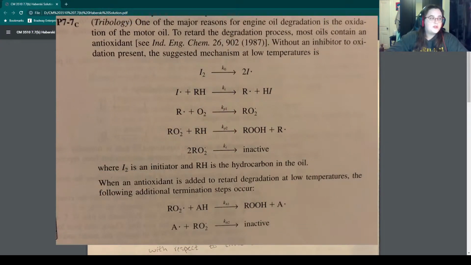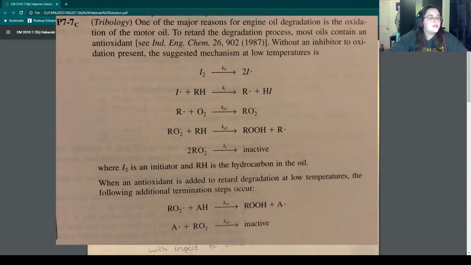The problem I'm going to be solving today is 7-7, specifically part B. So our problem is, one of the major reasons for engine oil degradation is the oxidation of the motor oil. To retard the degradation process, most oils contain an antioxidant. Without an inhibitor to oxidation present, the suggested mechanism at low temperatures is the following. As you can see, there are several steps, several intermediates in this mechanism.